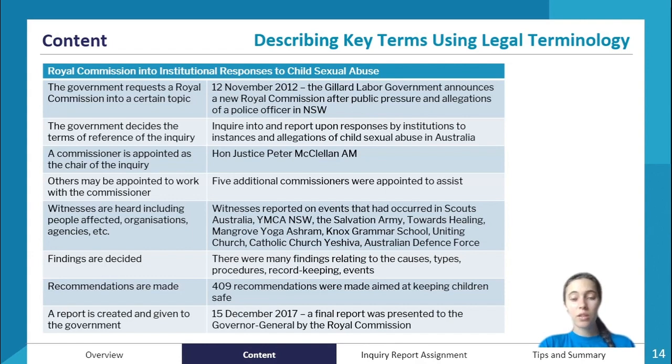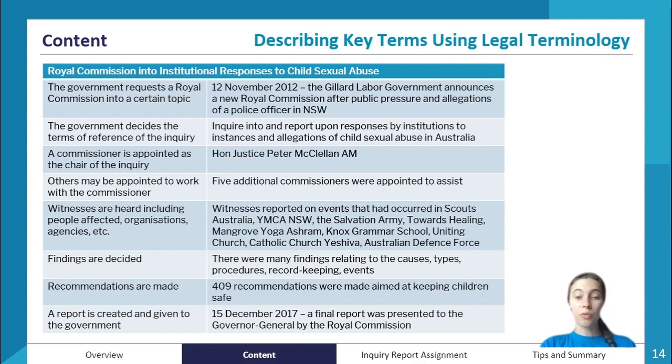terms of reference. So in this case, they wanted to inquire into and report upon responses by institutions to instances and allegations of child sexual abuse in Australia. So you can see how the kind of wording in that is giving us that scope to go by. So it's responses by institutions. So that's sort of narrowing down the focus. Allegations of child sexual abuse is narrowing it further, and then also, of course, specific to Australia as well.